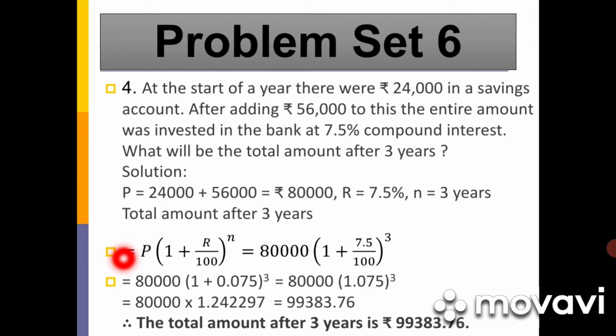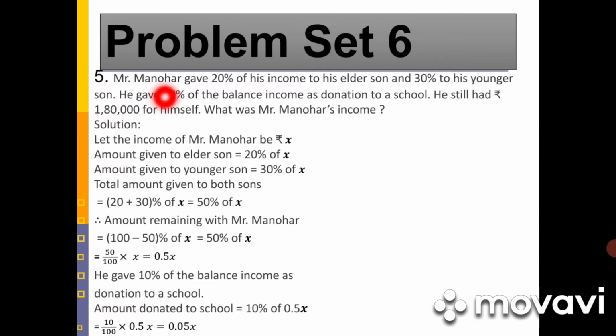This is equal to 80,000 into (1 plus 0.075) the whole cube, which is equal to 80,000 into 1.075 the whole cube. This is equal to 80,000 into 1.242297, which is equal to 99,383.76. Therefore, the total amount after 3 years is rupees 99,383.76.